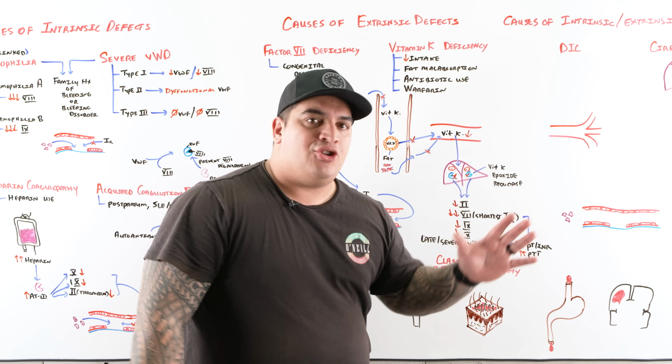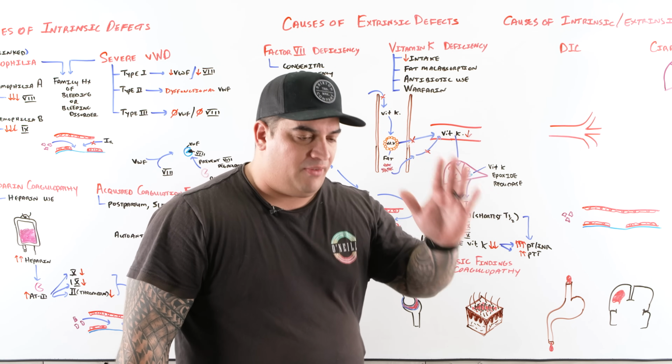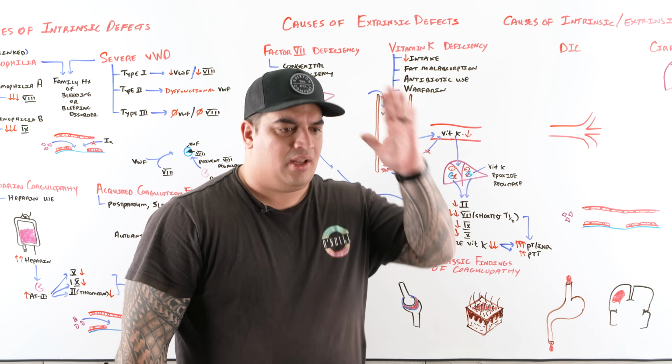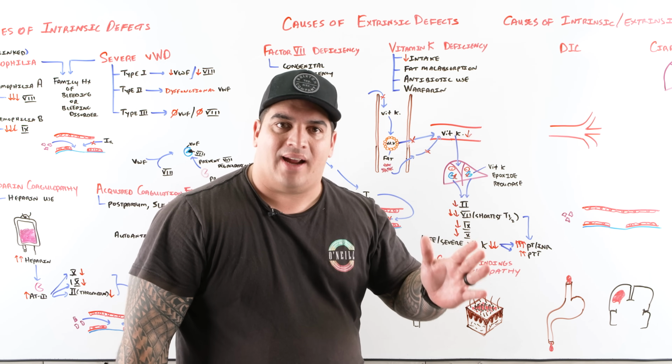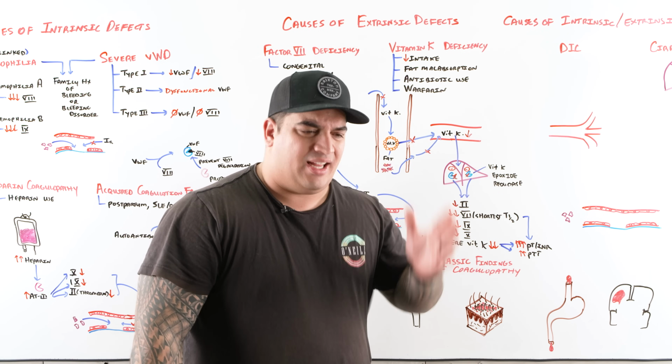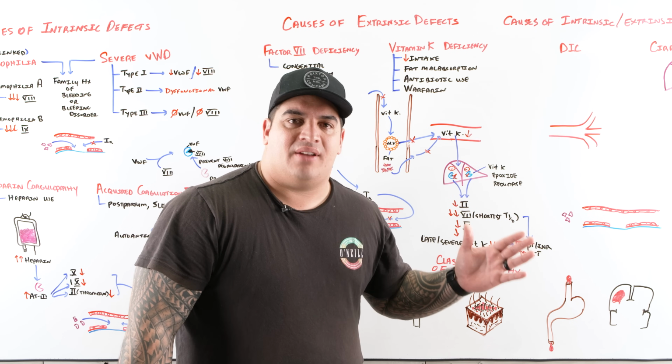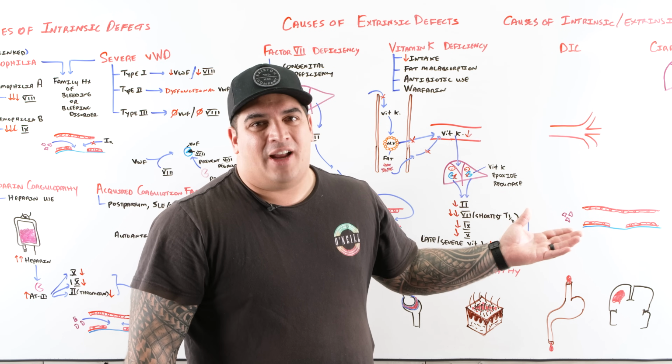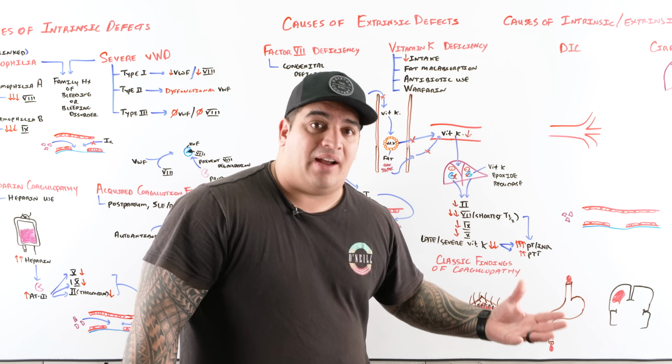So if a patient has an intrinsic defect, again, you think about hemophilia A, hemophilia B, severe von Willebrand's disease. I think about heparin use, or I think about an acquired coagulation factor inhibitor. If it's extrinsic, I think about a rare congenital deficiency of factor 7. It wouldn't get better if I give them vitamin K. Or vitamin K deficiency: I give them vitamin K and they improve.